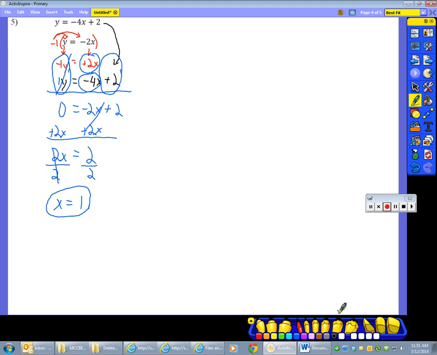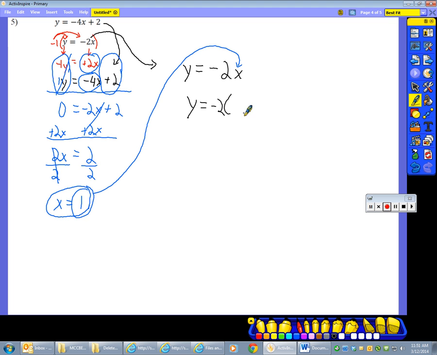So now what I'm going to do is take this original equation right here. It doesn't matter which one you use. You just pick whichever one is easiest. So I'm going to use y equals a negative 2x, and I'm going to sub in that 1 for x, because that's what x equals. Whenever I do that, my equation looks like this: y equals a negative 2 times, and I'm going to color code it, put a positive 1 in there because that's what x equals. And now I can just solve this out.